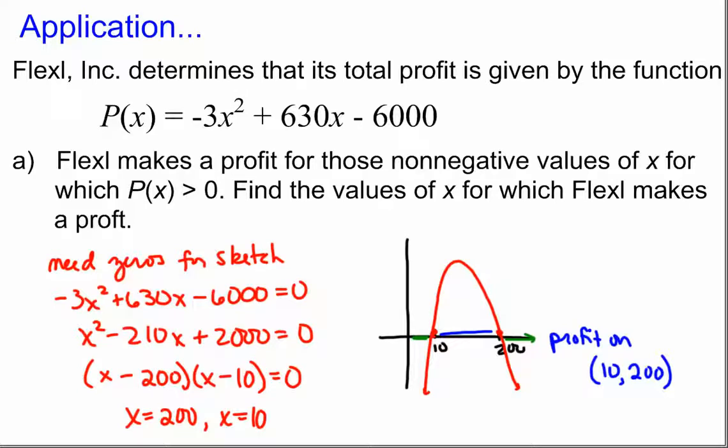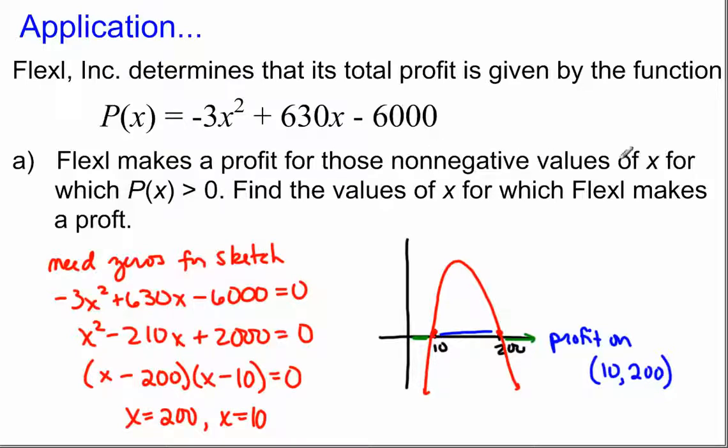Here we have an application for polynomial inequalities. We have a company who's determined that its total profits are given by this p of x function, and we know that they make a profit for non-negative values of x for which p of x is greater than 0. That kind of makes sense, right?